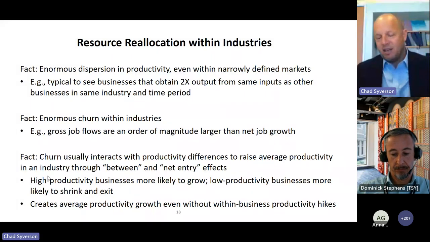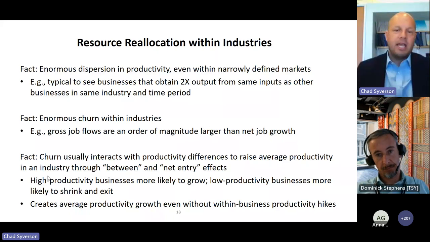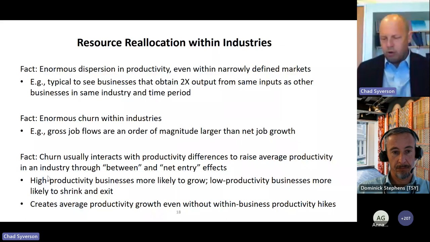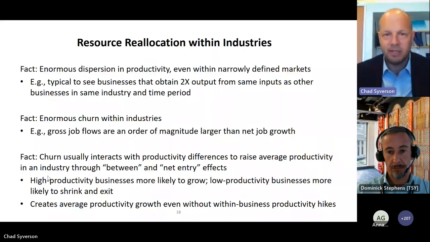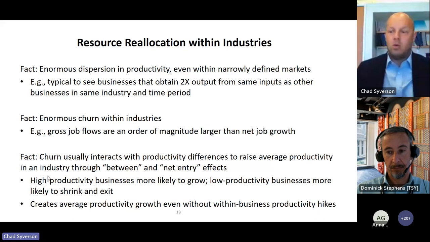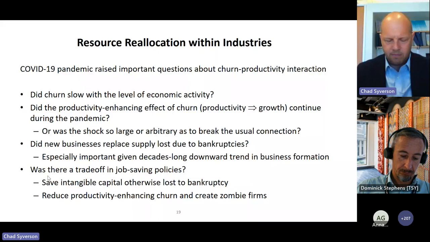And so through this reallocation process, this between growth that I mentioned earlier, you get growth in productivity for the market or the industry or the economy as a whole, even if no individual business itself becomes more productive. When you then add the business within growth to it, you get still more productivity growth. Okay, so that's this resource reallocation. Now, a lot of the rest of the talk is going to deal with this. That's why I wanted to lay it out very, very carefully.